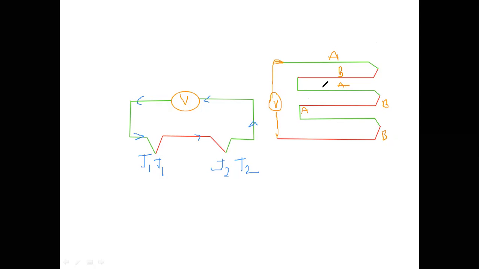This type of thermocouple connected in series is called a series thermopile. Thermopile means if two or more thermocouples are joined to form a single thermocouple, then it is called a thermopile. Generally, these thermopiles are used to extend the measuring ranges of thermocouples, right?